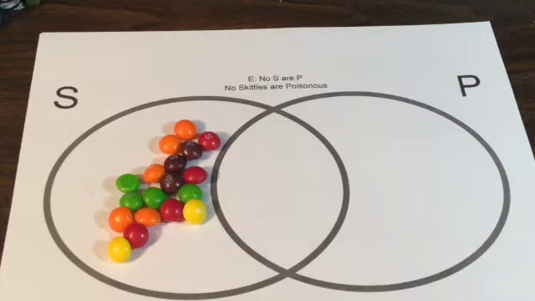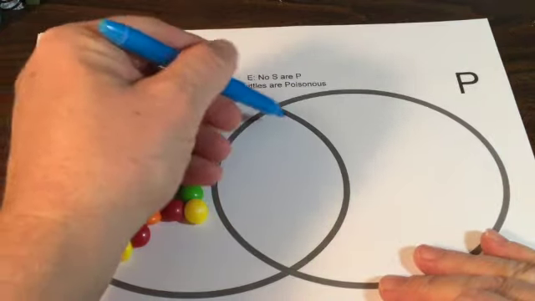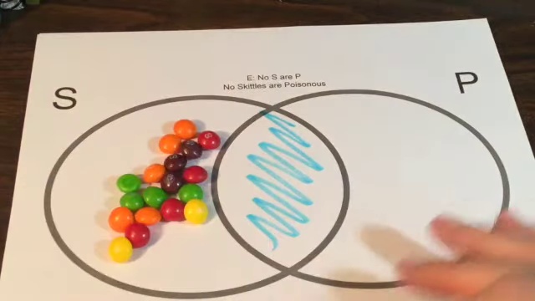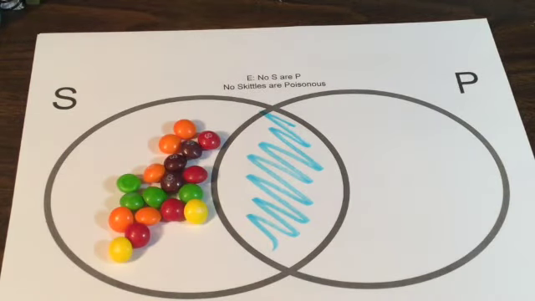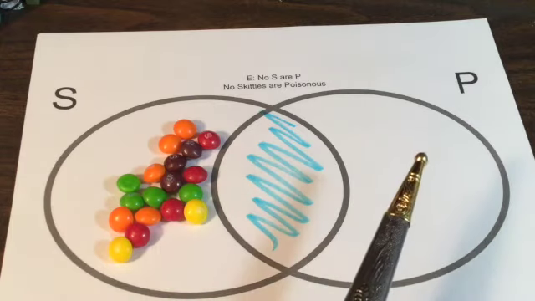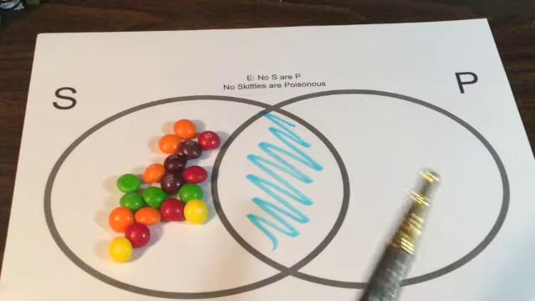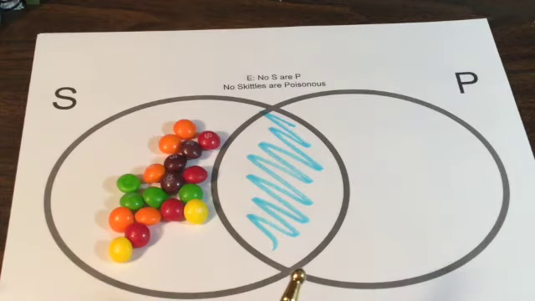And so maybe I should just get a marker out here. Why not? That's telling you that there's nothing in there. It's empty. It's void. There's no relationship between S and P. Well, there is a relationship, but it is negative. There are S's, there are P's, there are none that are both. So this is what's called the E argument. No S's are P.